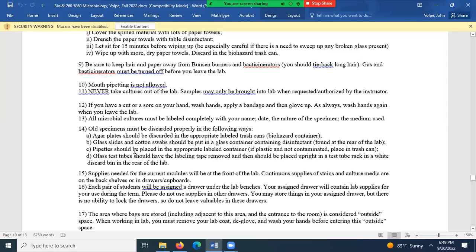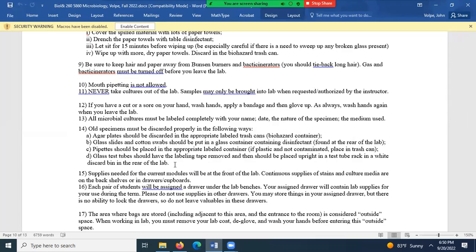Glass slides are put in the glass container, cotton swabs in the swab container, and those are at the back of the lab. Pipettes should be placed in the appropriate pipette container when you're done using them. Glass test tubes should have the tape removed from them and placed upright in the test tube racks in the discard bin near the rear of the lab.